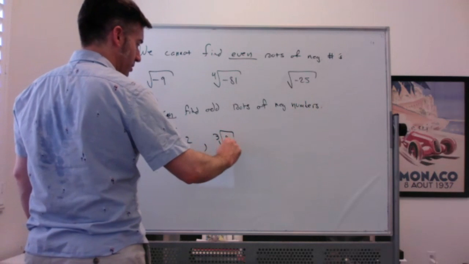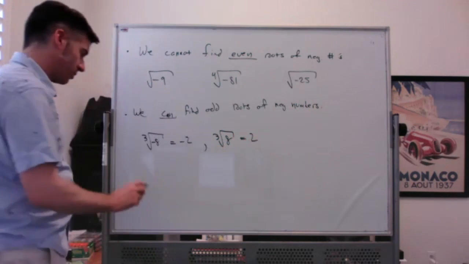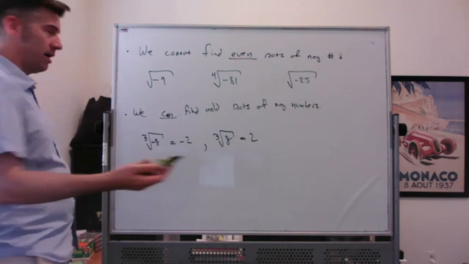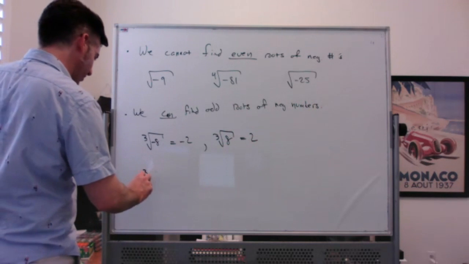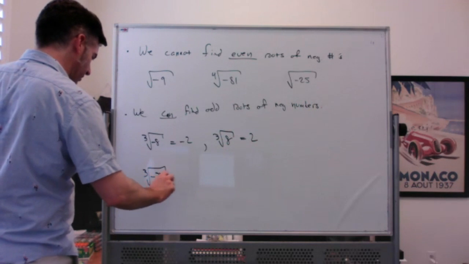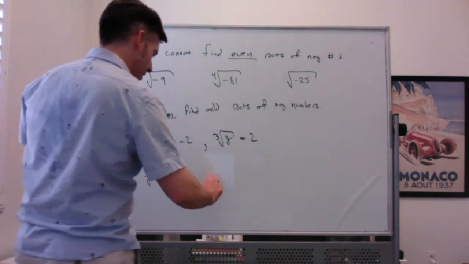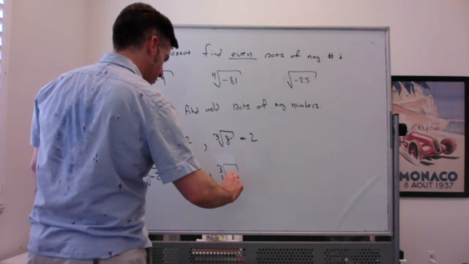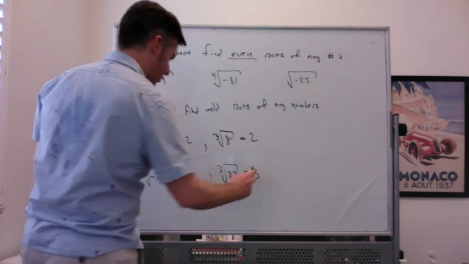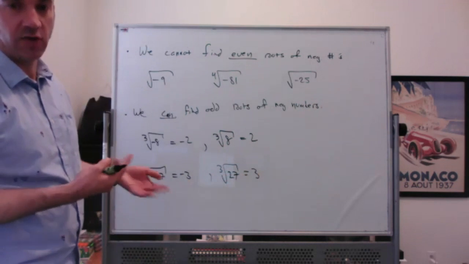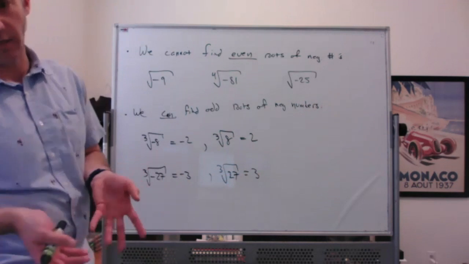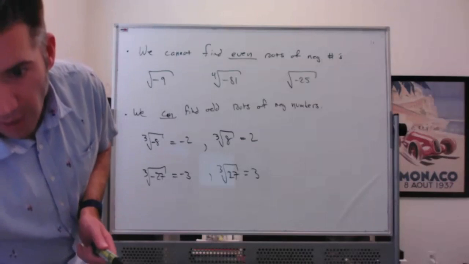The cube root of 8 is +2. The cube root of -27 is -3. And the cube root of 27 is 3. So for odd roots, if you know what the positive odd root is, you know what the negative root is. Okay.